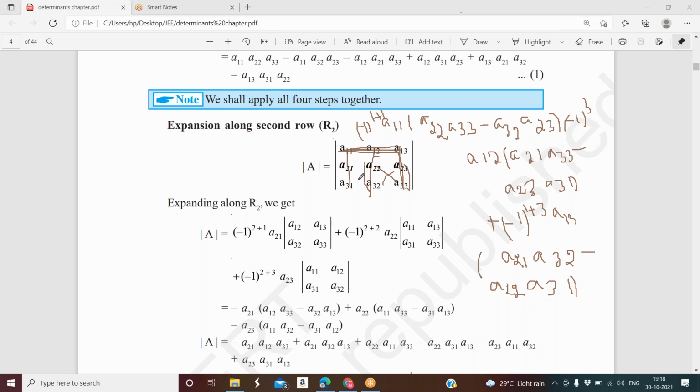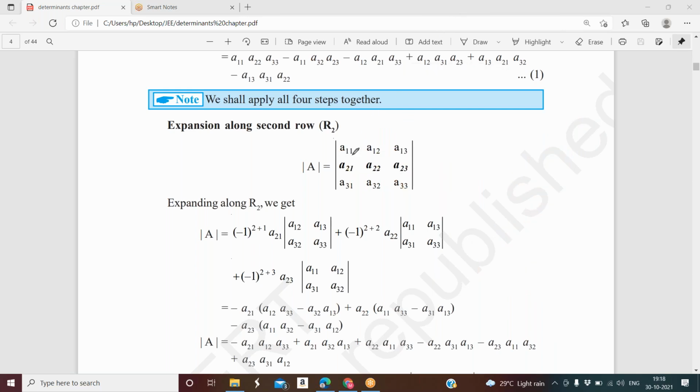The determinant of this matrix is A21 into A32 minus A31 into A22. So this is the determinant of the given matrix A. A is a 3 by 3 matrix here. Is it clear? When you consider A11, you have to delete this row and column. When you consider A12, you have to delete this row and column. When you consider A13, you have to delete the row as well as the column having the element A13.